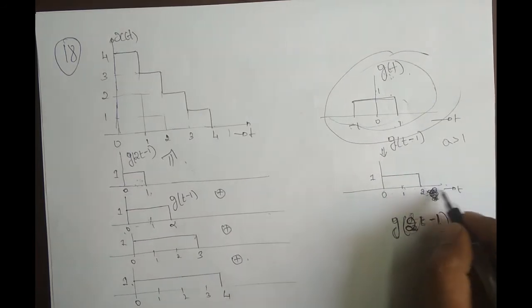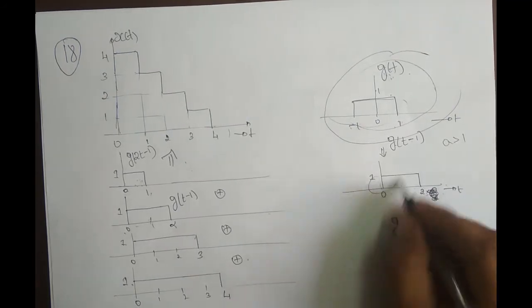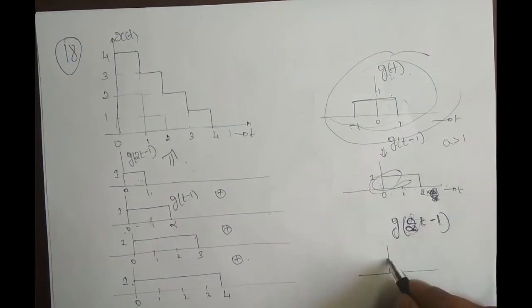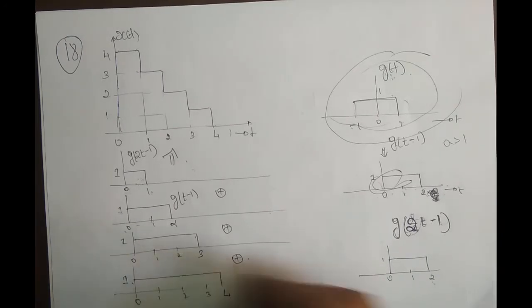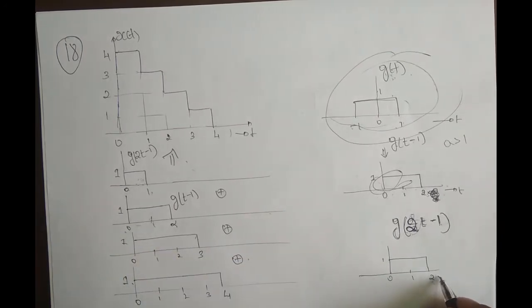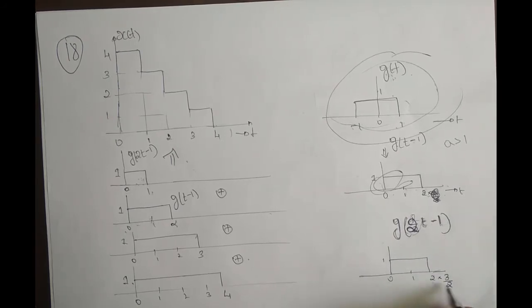So I have to multiply this with what? Let me write it here again. 0, 1, 2. This is 1. So I have 2 here, but I don't want 2 here. I want here to be 3. So I need to multiply everywhere, so that I get 3 here. So I have to multiply by 3 by 2. If I multiply by 3 by 2, the 2 cancels out. So this amplitude goes to 3, right?